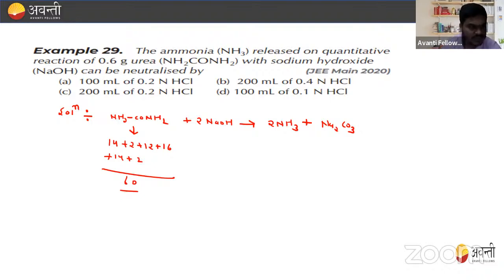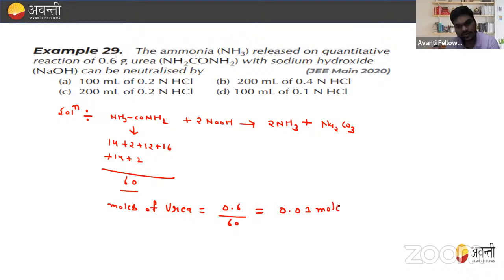So the molecular mass of urea is nothing but 60, right? Now, number of moles of urea is equal to given mass upon molar mass. If we know the molar mass and the given mass, then we can calculate the moles of urea. So the moles of urea here is the given mass, 0.6, upon the molar mass, so the mole comes out to be 0.01 mole. So 0.01 mole of urea is present, right?